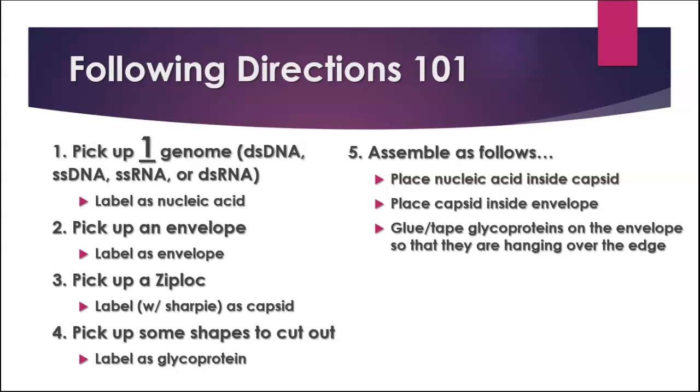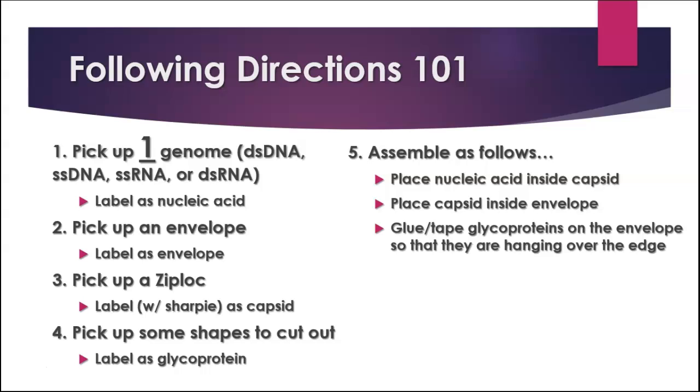So in class, we're going to make a model using some regular things that we could have in class. I'll have some copies of different genomes: some double-stranded DNA, some single-stranded DNA, single-stranded RNA, double-stranded RNA. That would be the nucleic acid that's going to be in there. And so the students will label that.